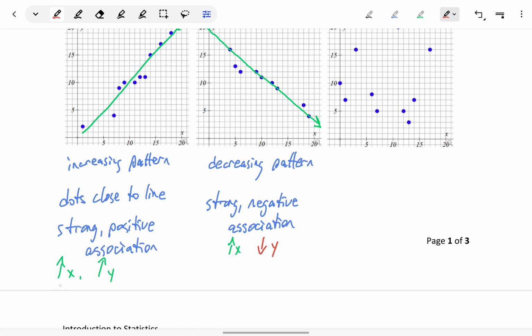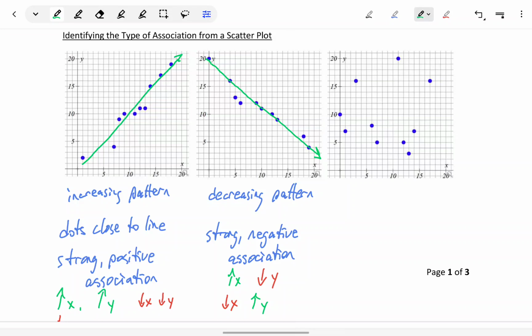We can also take that in the opposite direction. As our values for x decrease, we see a decrease in our values for y. So the positive association means those variables change in the same direction, versus with the negative association, if we flip that direction around, reading the graph backwards so that our x values decrease, we would see our y values increase. So positive association means the two variables change in the same direction. Negative means they change in opposite directions.